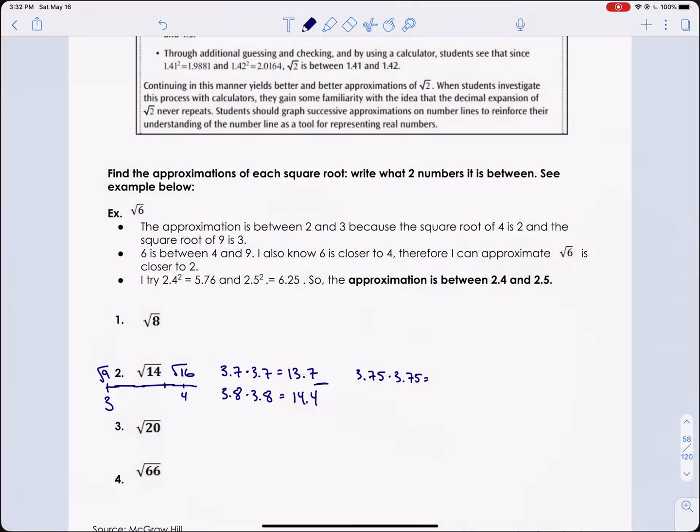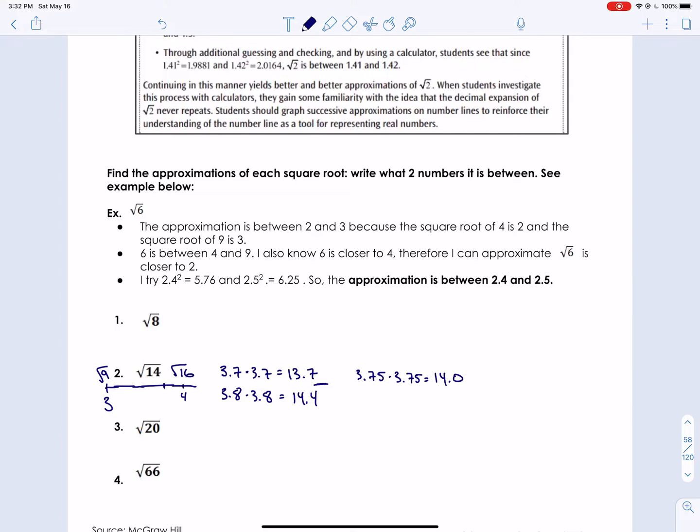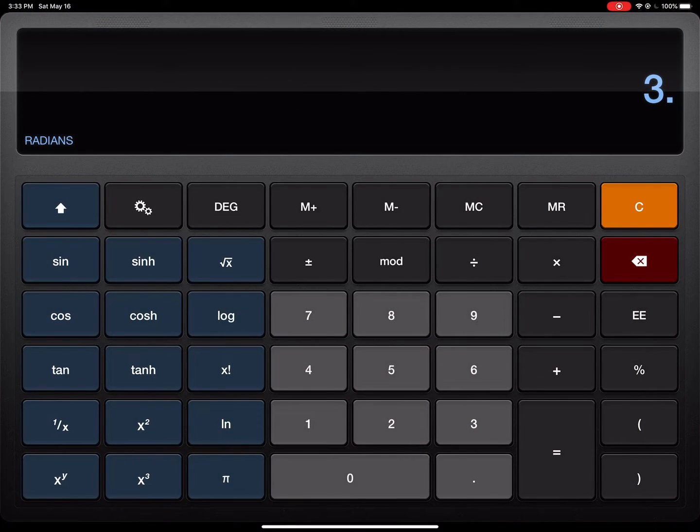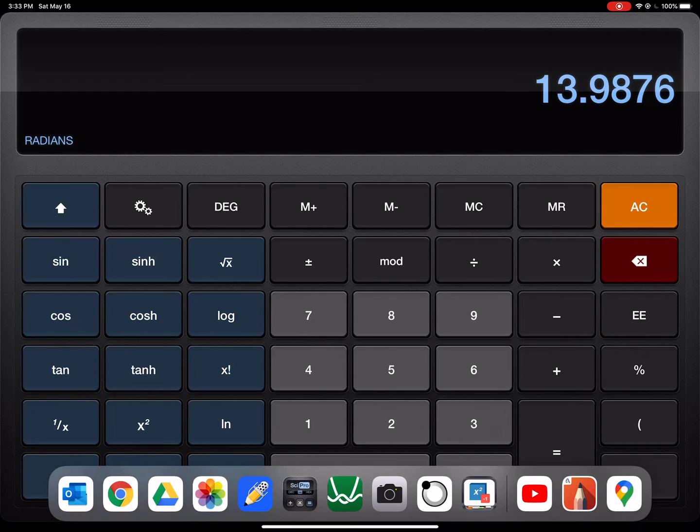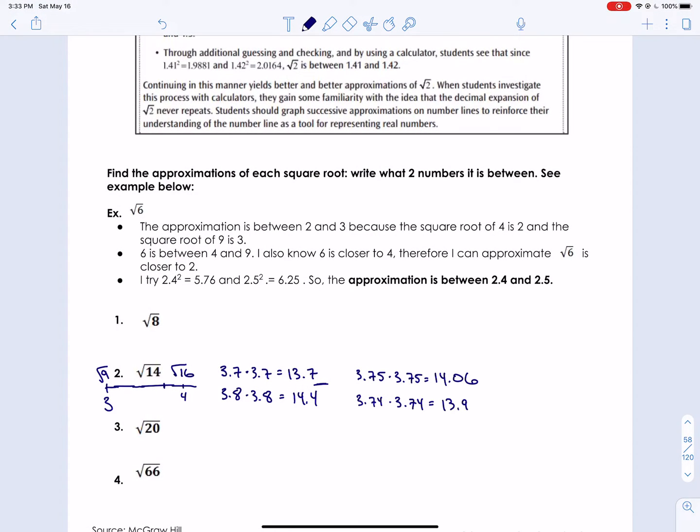14.06. I mean, technically that would round to 14.1. Okay, so it's a little bit too big. So we could go one step further, 3.74. Let's just see, since it's easy enough to type that in. 3.74 times 3.74, and that will definitely round to 14. 13.99, which is pretty much 14, so 13.99. Okay, so I'm going to call this, so square root of 14, and I'm going to use approximate instead of equals because it's not exactly, so approximate is like a squiggly equal sign, and that would be 3.74.